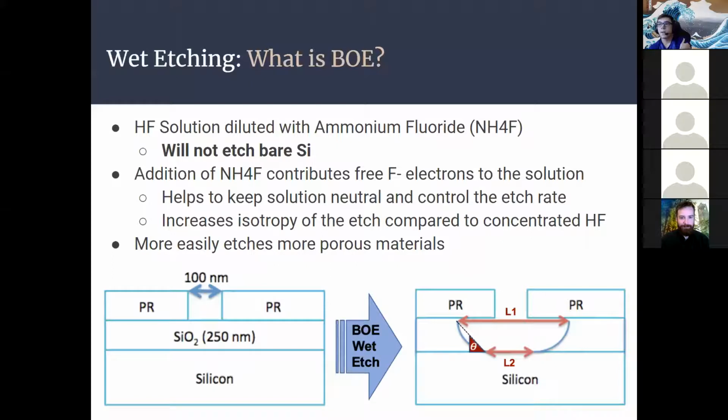BOE, as mentioned before, is a diluted solution of hydrofluoric acid, and that buffer that we talked about is actually ammonium fluoride. Since it has a free fluorine ion, it contributes fluorine ions to the solution, and it helps to keep the solution neutral and control the etch rate. Rather than allowing the hydrofluoric acid to dissociate and break up into hydrogen and fluorine, there are already fluorine atoms in the solution, which helps to control the rate because it keeps the hydrofluoric acid from dissociating like it usually does, which helps to prevent the hydrogens from reacting with the hydrogen and the fluorine from reacting with the silicon.